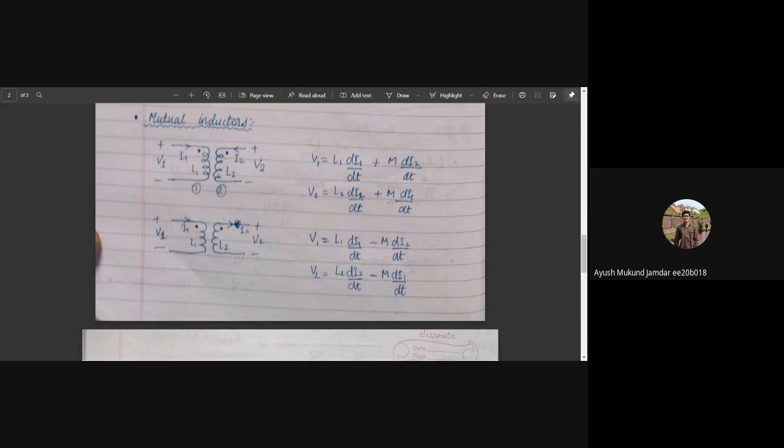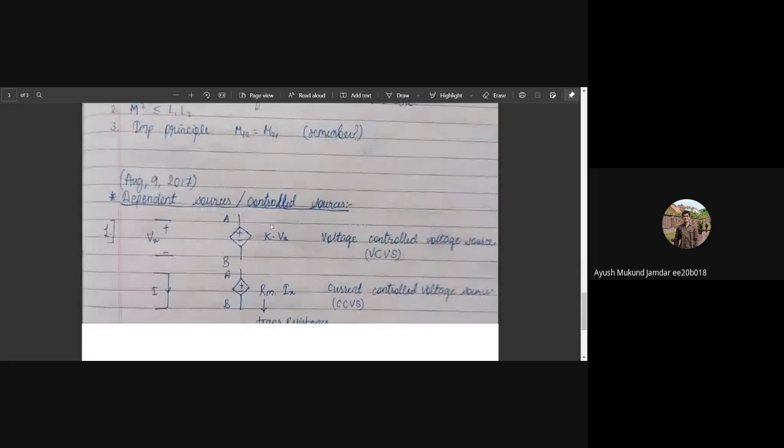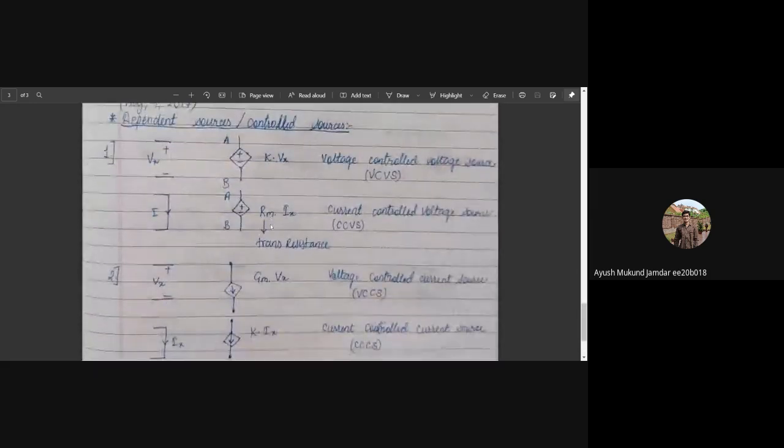Okay, and coming to the final part of this is the dependent source. Dependent sources are basically current sources and voltage sources, but they are dependent on the voltage and current parameters: voltage measured across some other point in that circuit, and current going through some other branch in that circuit.